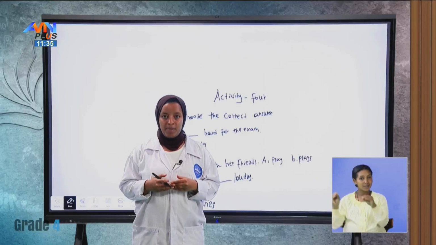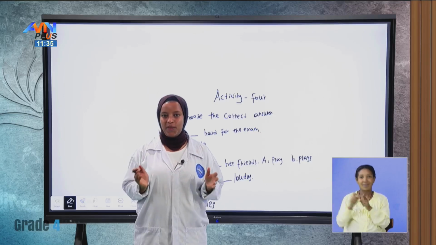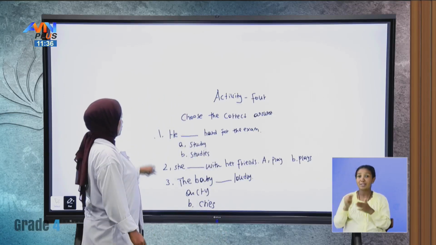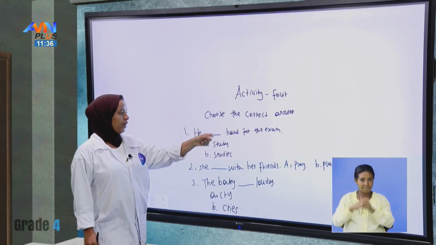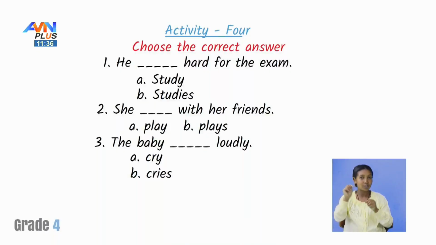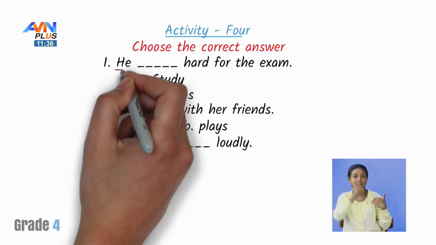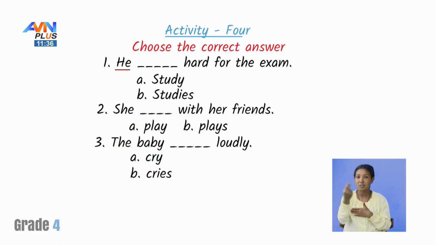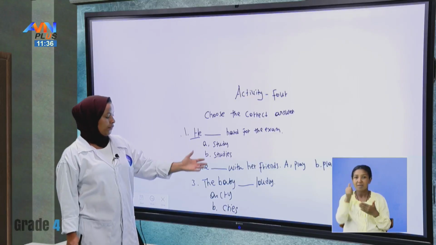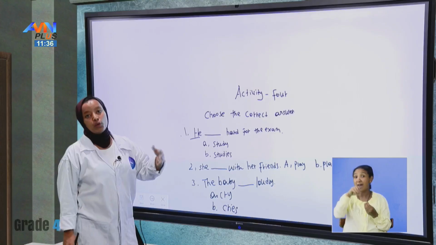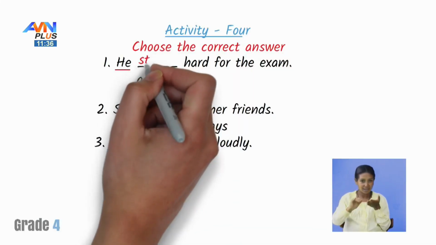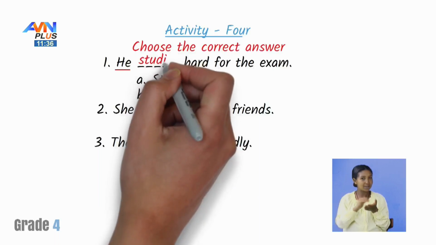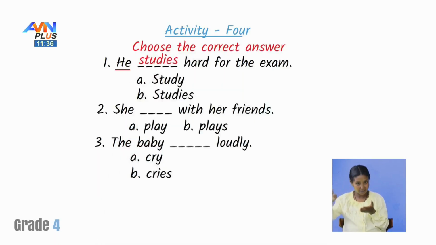Students, I'm back, so let us practice together. So here is the first question. He blank hard for the exam. So here is a subject he. So we are going to use a verb that adds s, es, or ies. So here is study, studies, because here is a singular subject.